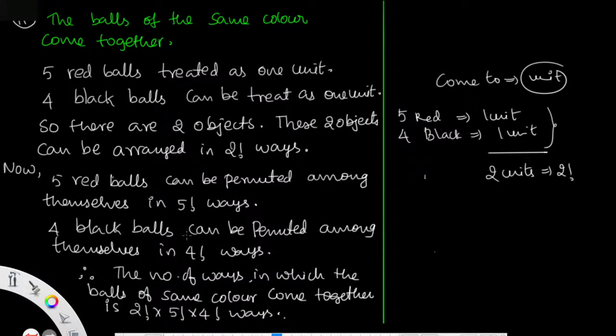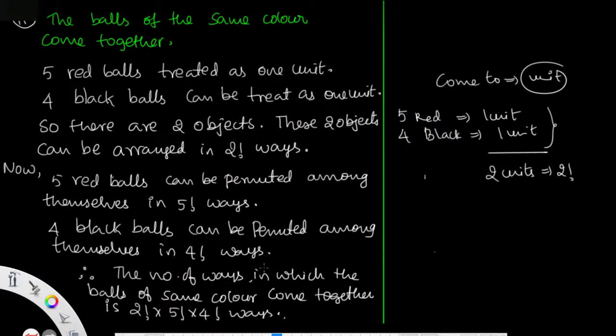But in the internal arrangement of the 5 red balls, they need not stay in that order. Ball 1, ball 2, ball 3 are not in the same order, so the internal arrangement permutation will occur. The 5 red balls can be permuted in 5 factorial ways, and the 4 black balls can be permuted among themselves in 4 factorial ways. Therefore, the total arrangements are 2 factorial into 5 factorial into 4 factorial. This is question number 9, second bit.